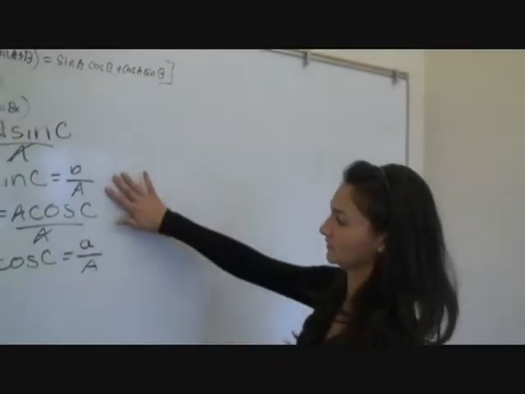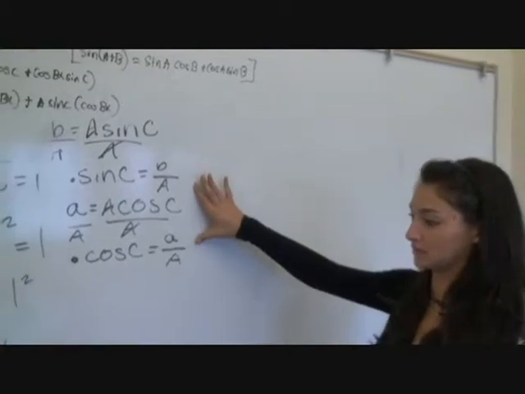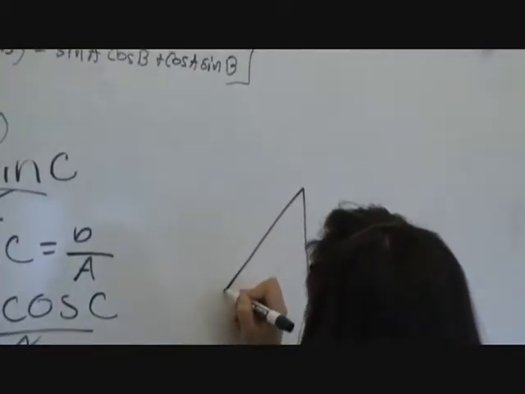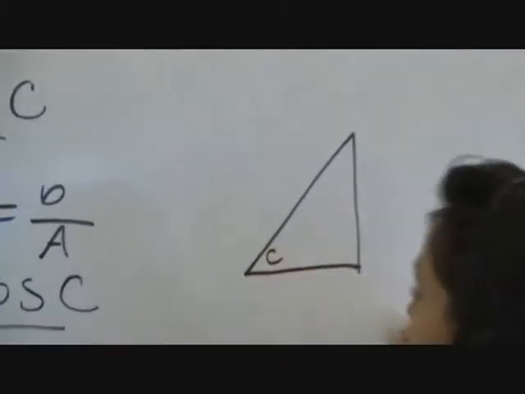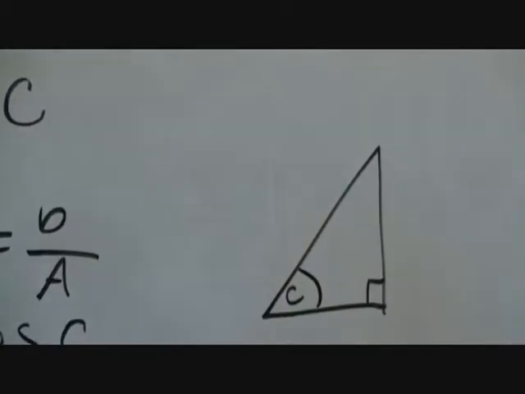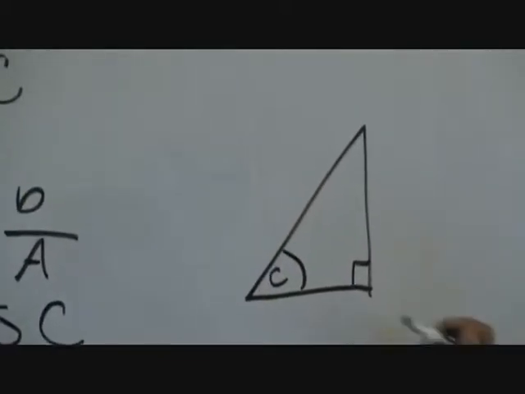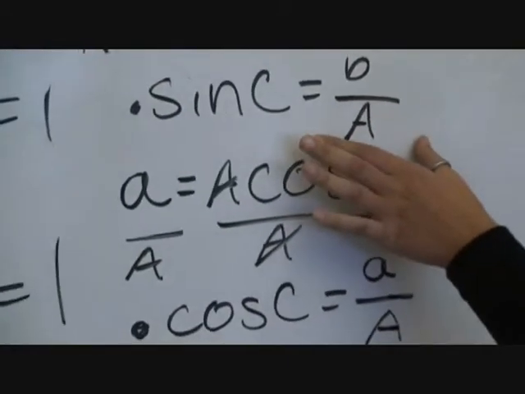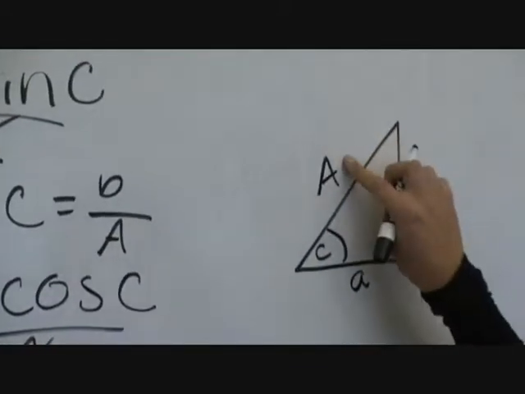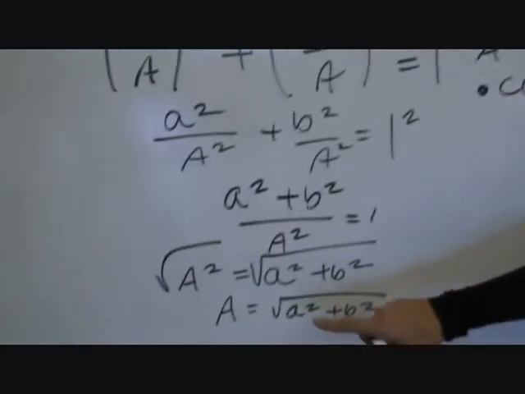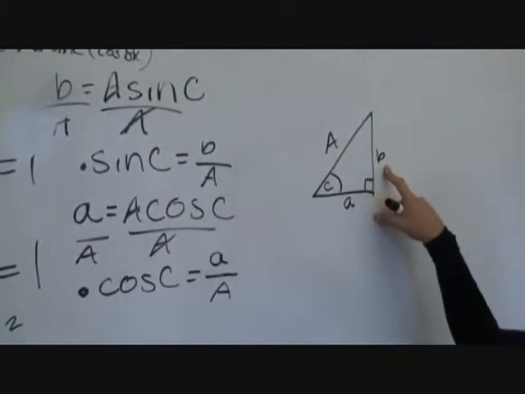Okay, so now that we found that sine of C and cosine C can be represented as ratios, we're going to go ahead and just tie it into a simple right triangle with C being our theta. And we know cosine is, of course, adjacent over hypotenuse. Likewise, sine is going to be opposite over hypotenuse. And we know A has to be the hypotenuse because we just derived that A is going to be the square root of little a squared plus little b squared.